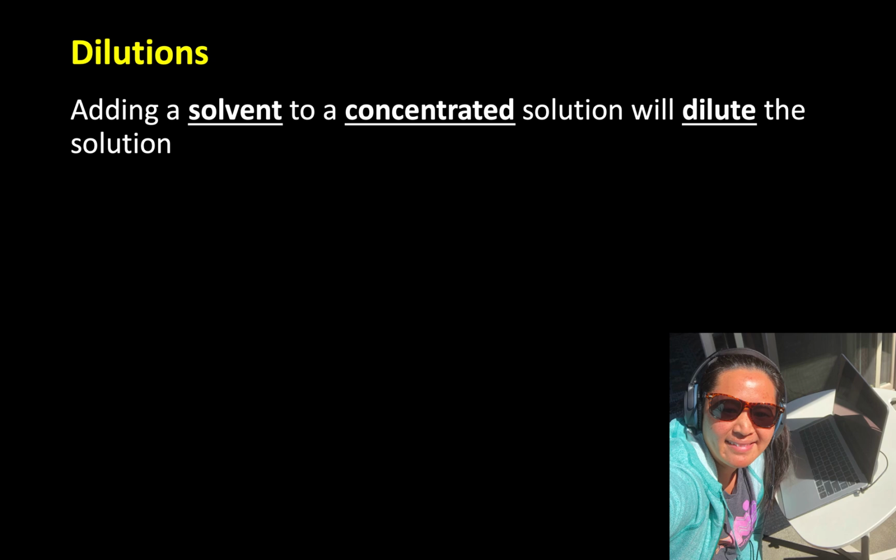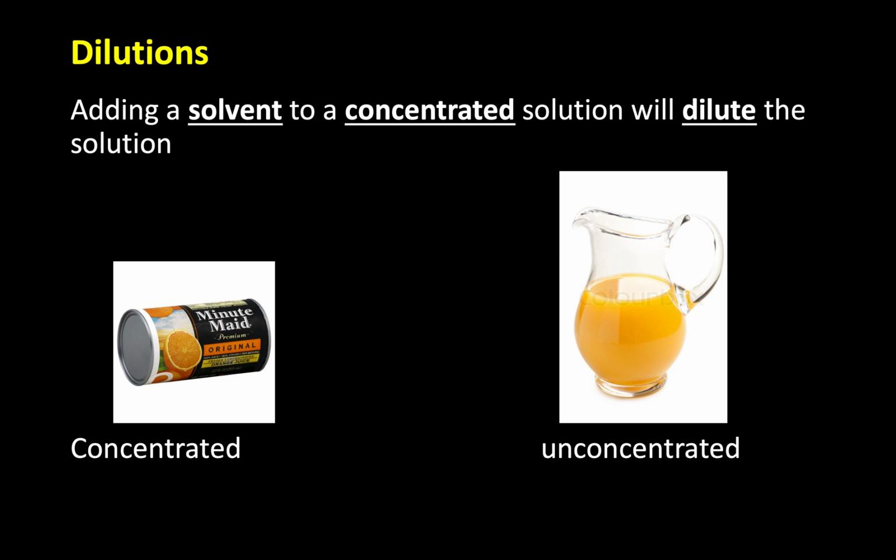So in a dilution, you take a solvent, you add it to a concentrated solution, and that will dilute the solution. So you may have done something like this in your own home. If you use concentrated orange juice, you add that to a pitcher, and then you add 3 more cans of water, and you mix it together, and then you have the unconcentrated regular orange juice.